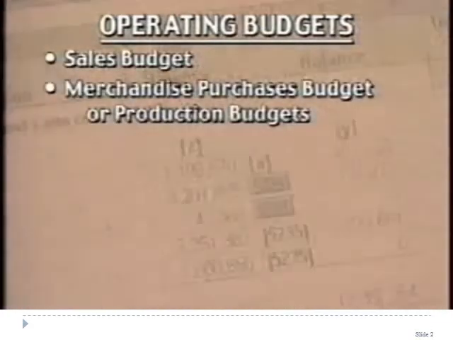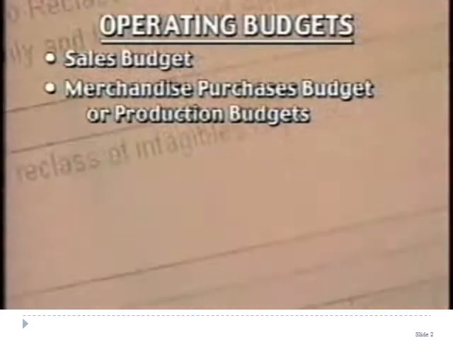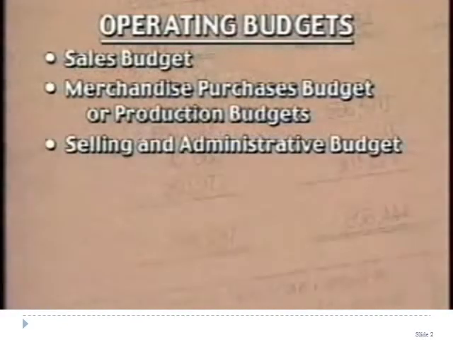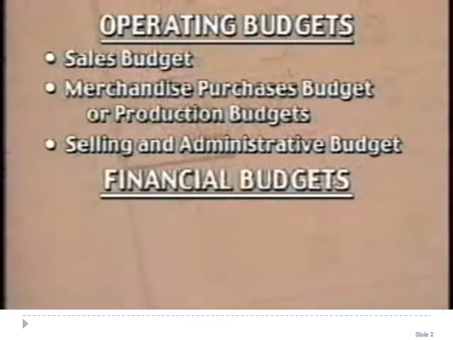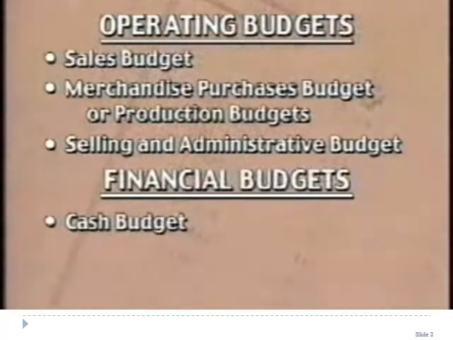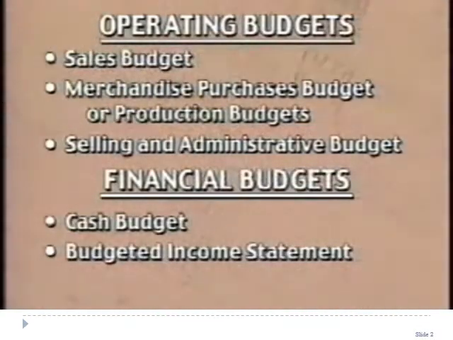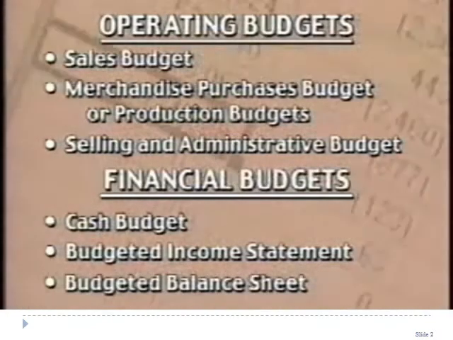Operating budgets include a sales budget, a merchandise purchases budget or production budgets, and a selling and administrative expense budget. Financial budgets include a cash budget, the budgeted income statement, and the budgeted balance sheet.